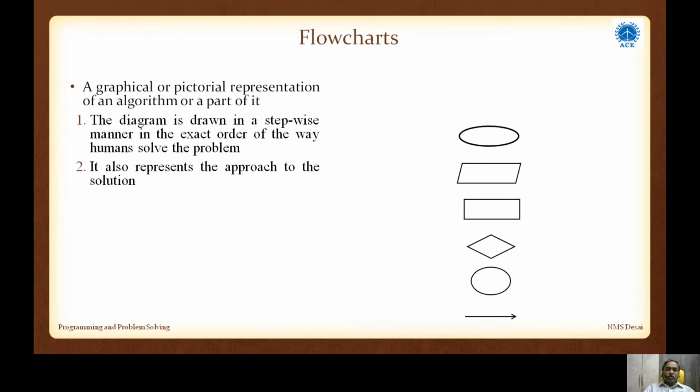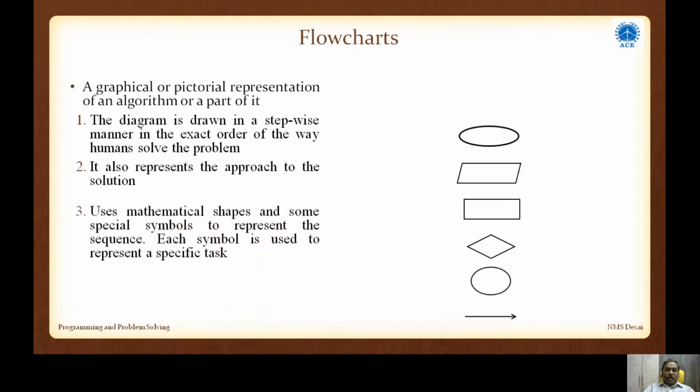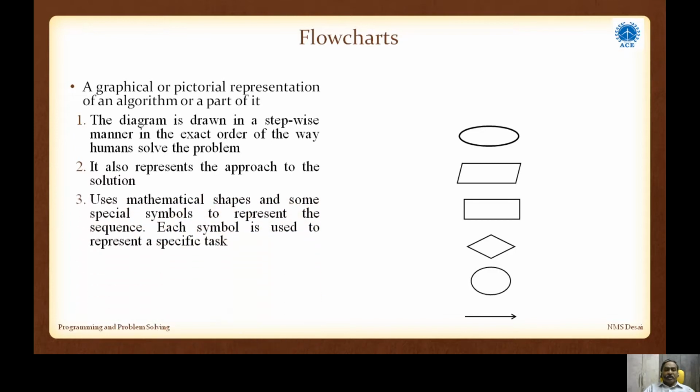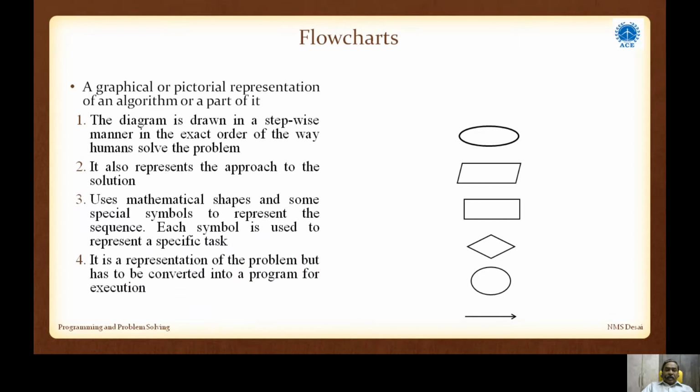It also represents the approach to the solution like an algorithm, and uses mathematical shapes and some special symbols to represent the sequences. Each symbol is used to represent a specific task. That means one block, one image or one shape cannot be used to do something else. There is fixing. And it is a representation of a problem but has to be converted to a program for execution. Same as an algorithm, it does not solve the problem, it shows the approach to solve a problem.